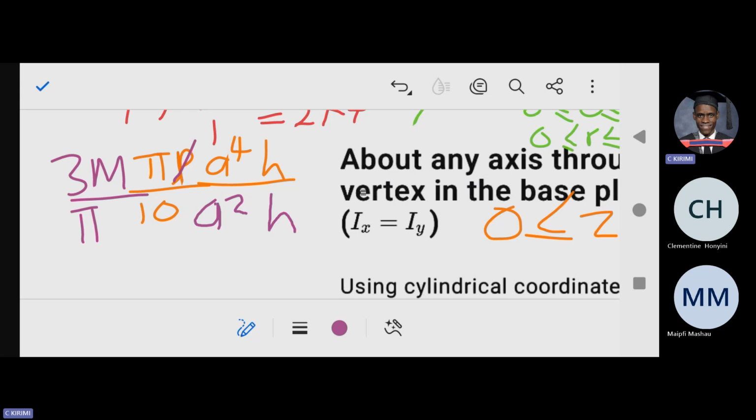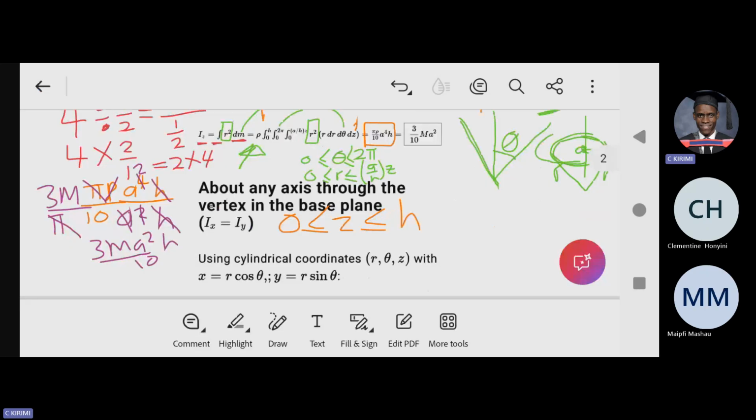Then I replaced with the ones in blue, so the h and the h cancel out. Then a squared at the denominator cancels with the a to the 4 on the numerator, but there will be an a squared left. Now there's no a on the denominator. Then pi cancels with pi, and you are left with 10 on the denominator. So your answer is just 3m a squared h over 10, which is the answer they have here. That's how they got it.